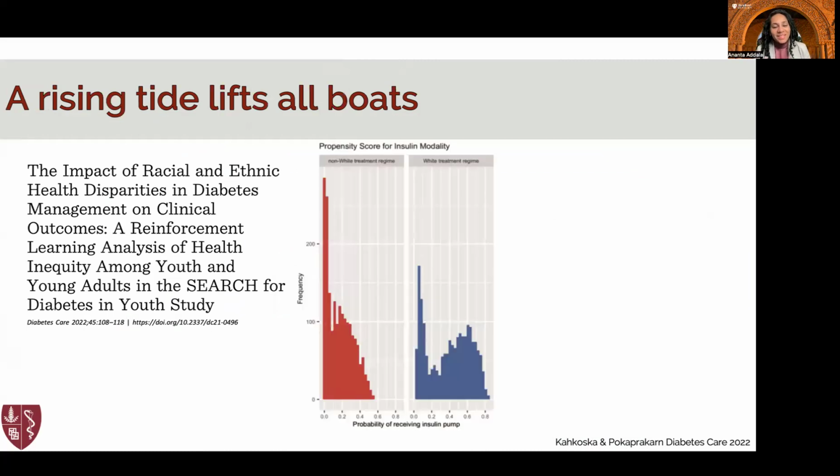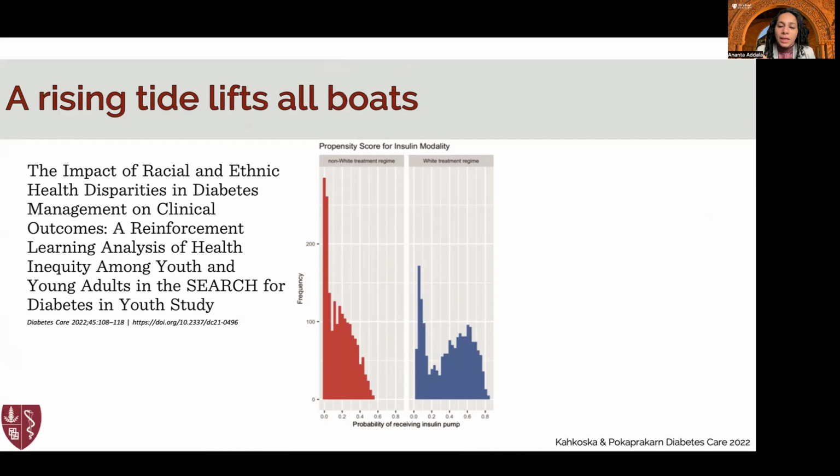And so what they did was they said, okay, let's look at all these kids in the SEARCH study, and let's look at the probability of them receiving an insulin pump. It's just modeling propensity scores that they did here. Math that frankly is a little more complicated than I can understand, but I can understand the take-home points. And what they said was, let's look at the red, which is non-white kids, and the blue, those are the white kids who identified as white.